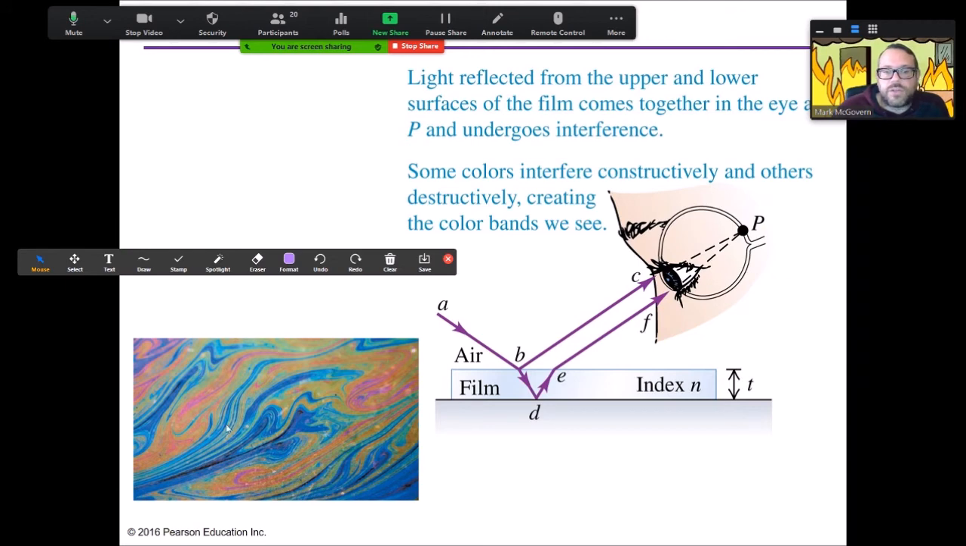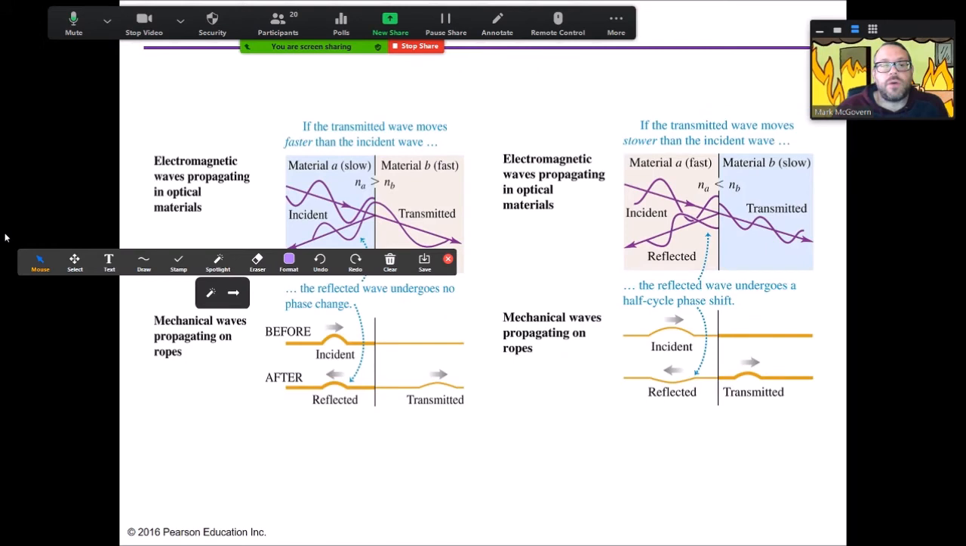The colors that you see are due to constructive interference. We know how constructive interference occurs. It occurs through path length differences. So we need to investigate the path length difference that occurs inside the film here. All right, fantastic. Let's do it. Let's just get to it.